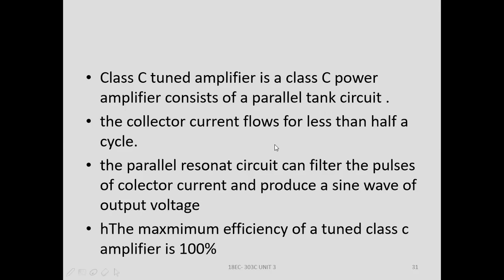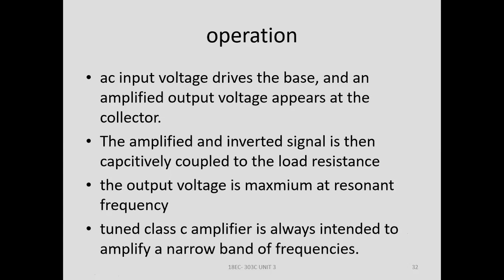The collector current flows for less than half a cycle. The conduction angle of a Class C amplifier is less than 180 degrees, and that is the reason the collector current flows for less than half a cycle. This parallel resonant circuit filters the pulses of collector current and produces a sine wave of output voltage. The output of this tuned circuit is a pure sine wave. The maximum efficiency of it is 100%.